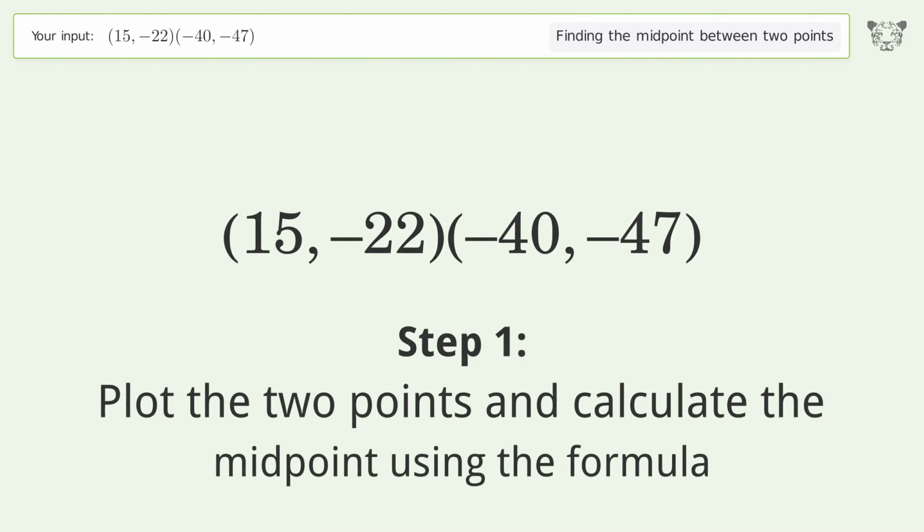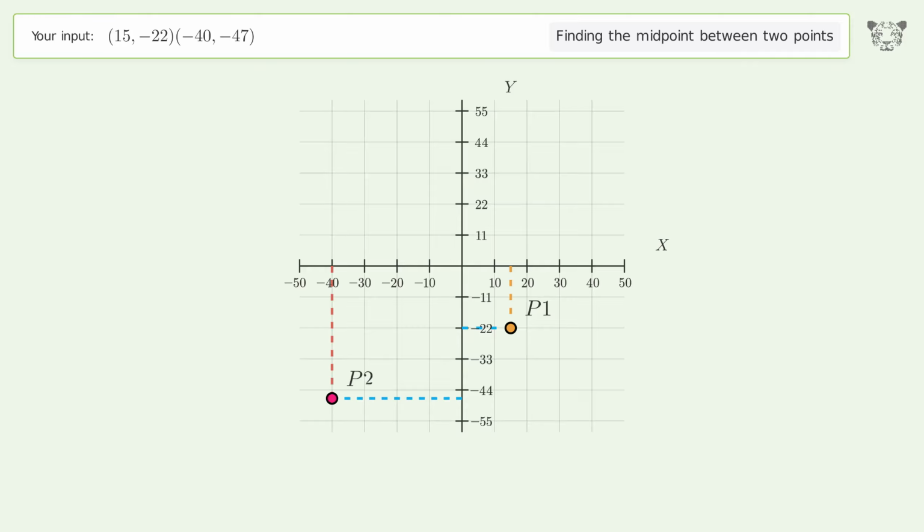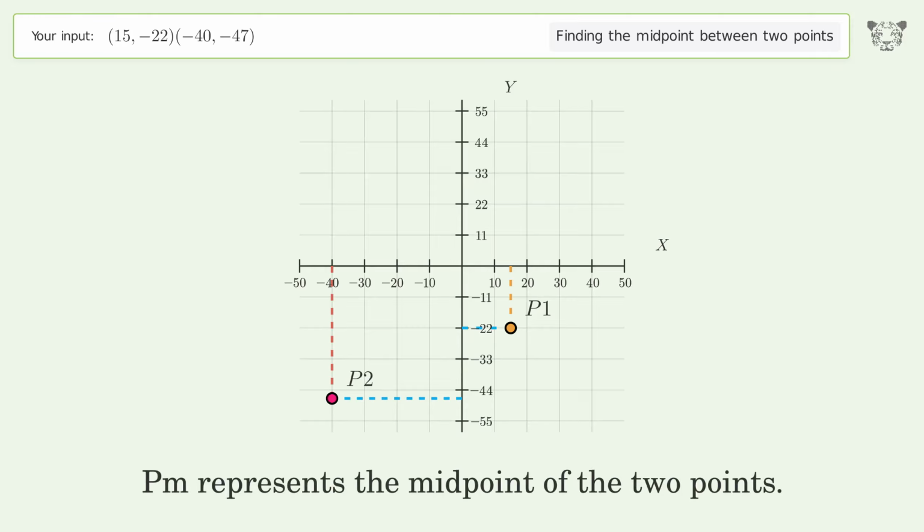The coordinates of point 1 are x1 equals 15, y1 equals negative 22. The coordinates of point 2 are x2 equals negative 40, y2 equals negative 47. PM represents the midpoint of the 2 points.